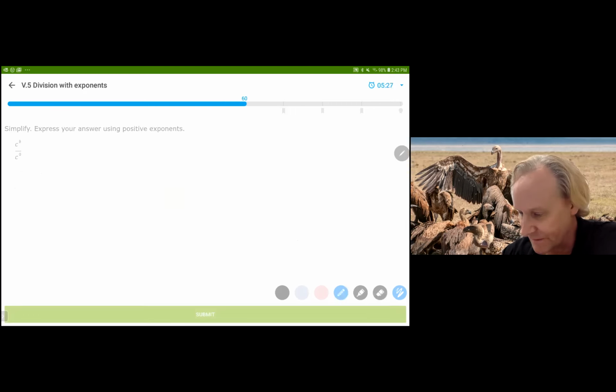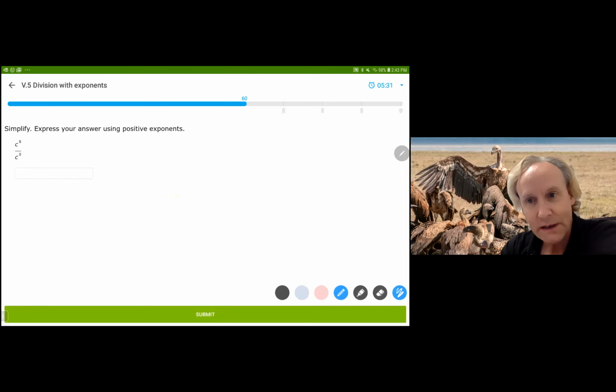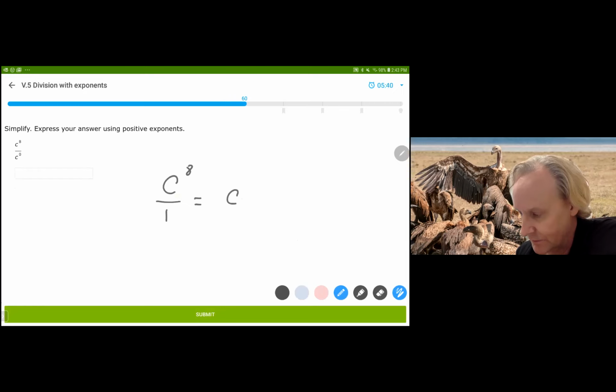All right, let's see if we can get a better one this time. Something a little more interesting. Remember, anything to the 0 power is 1, so this is just c to the 8th divided by 1. Well, remember that a 1 in the denominator has no effect because you're dividing by 1, so it's c to the 8th.